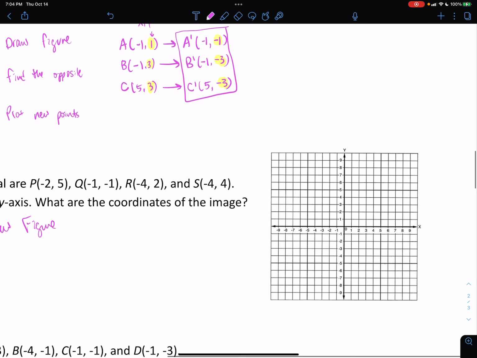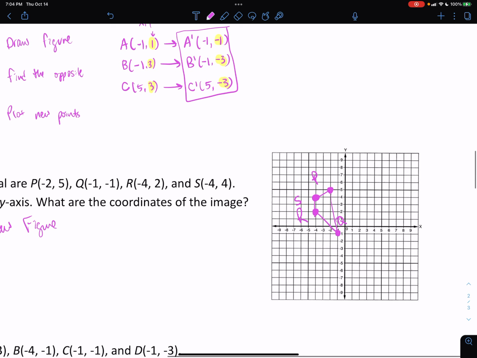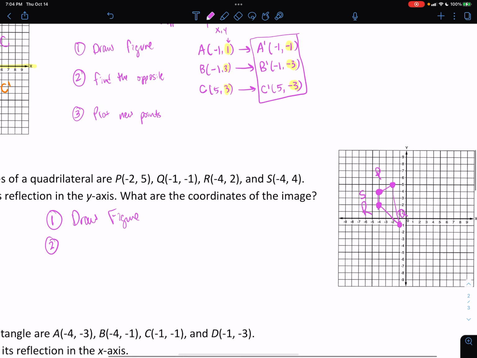So (-2, 5) is right here, so that's P. Q is (-1, -1), right here. Here's Q. R is (-4, 2). Here's R, and S is (-4, 4). I think I did that correctly. Right, so here is my quadrilateral. So I know it looks ugly or it looks weird, but that's it. That's step number 1.